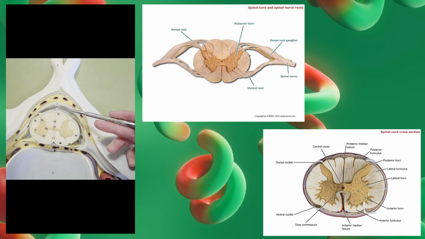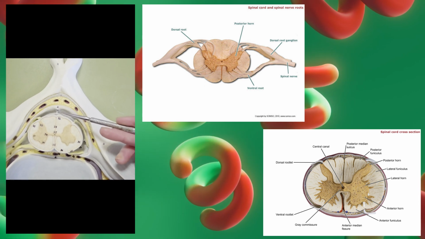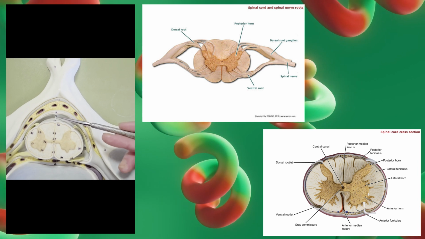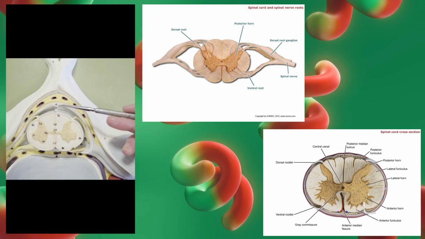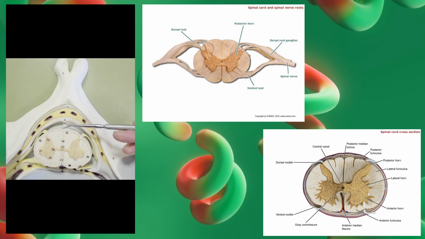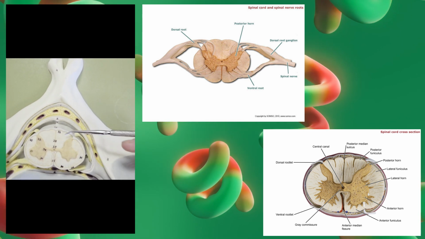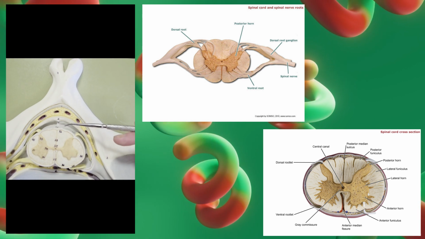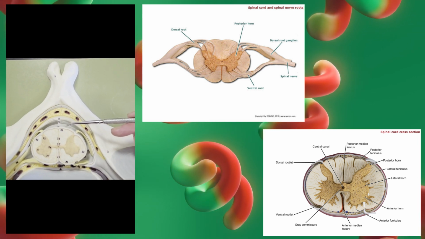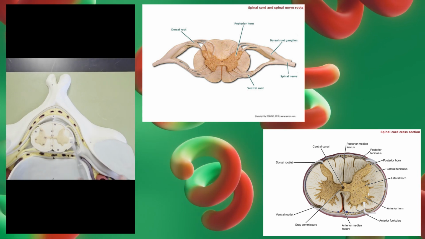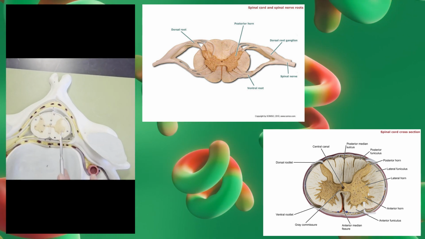The middle layer right here is called the arachnoid mater, and it gets its name from its spiderweb-like appearance. And then right here is the innermost layer that surrounds and directly touches the spinal cord, the pia mater.